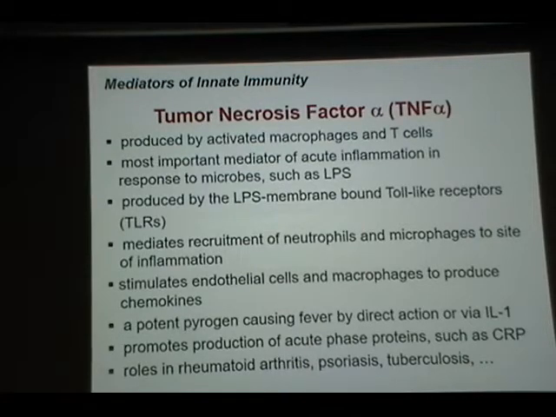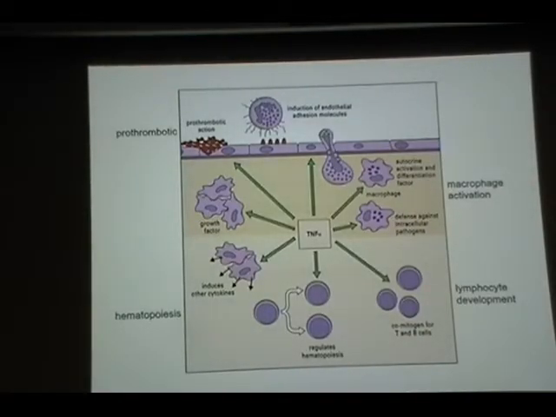It has roles in rheumatoid arthritis, psoriasis, and many other diseases, where we have too much TNF-alpha. So most of the drugs on the market are inhibitors, like monoclonal antibodies against TNF-alpha. This cartoon simply summarizes the role of TNF-alpha in our immune system. It is involved in macrophage activation, lymphocyte development, hematopoiesis, and also thrombosis in our body. So this is a very important cytokine.